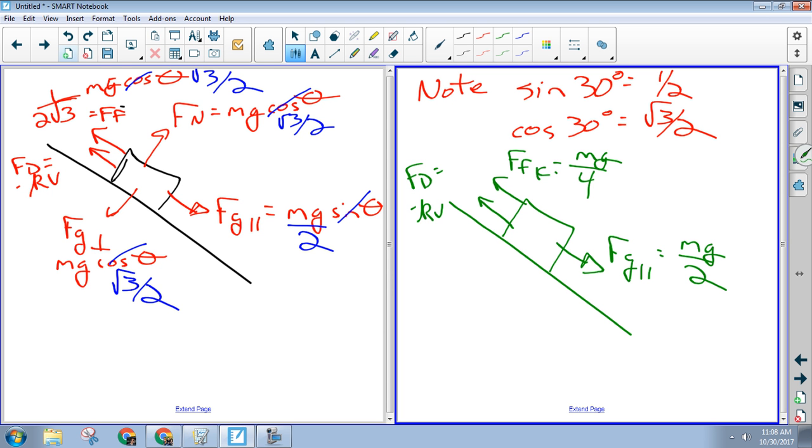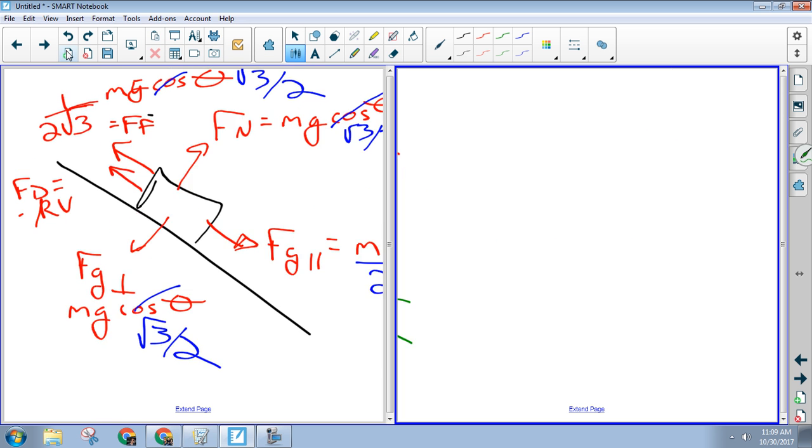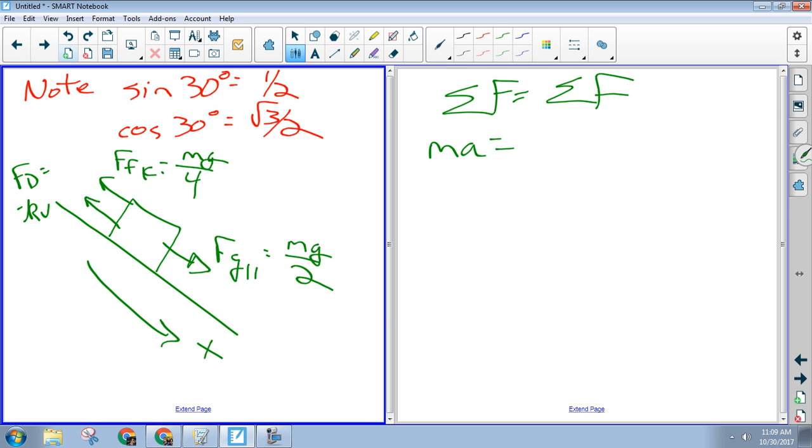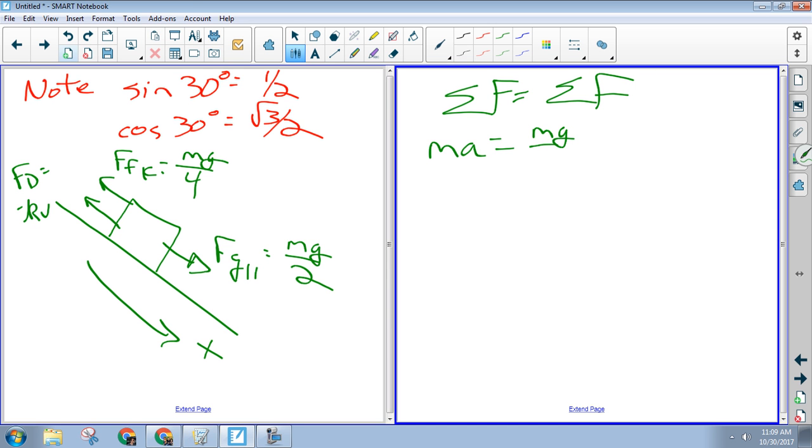Okay, so we're going to run out of time. Let me at least set up the differential equation. Is everybody okay with what I've done? All right, so here we go. Net force equals mass times acceleration. Which way do you want to make positive? Down the hill. Make down the hill positive. So my acceleration is going to be positive. So I'm going to get mg over 2 minus mg over 4 minus kv.